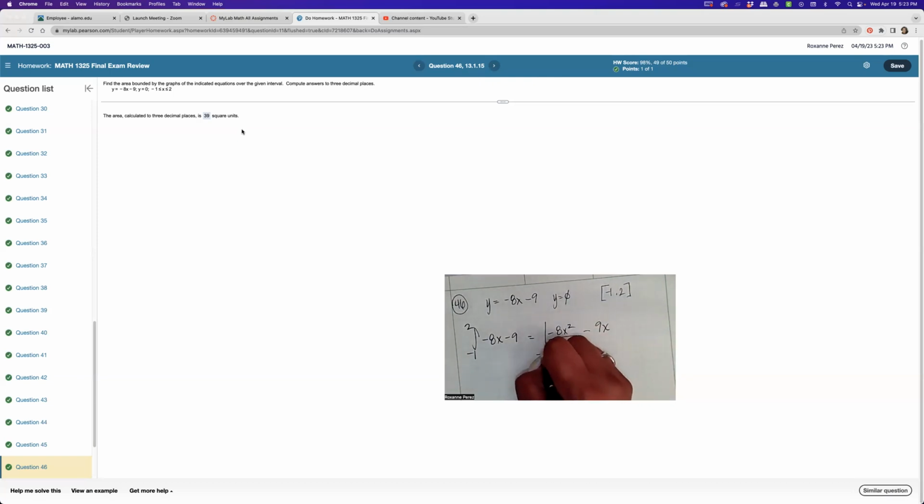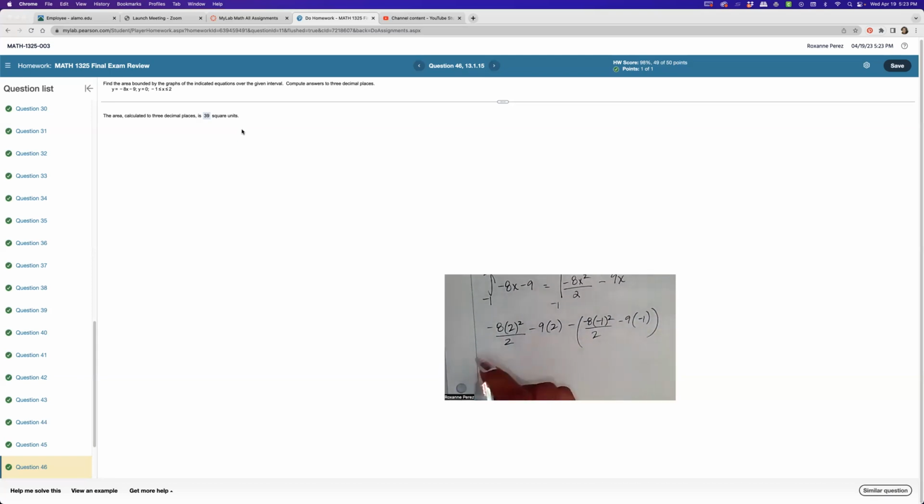Yeah, okay, -1 to 2. So evaluating at 2, this is going to give us -8 2 squared over 2 minus 9 times 2, minus -8 -1 squared over 2 minus 9 times -1. So this is going to be -4 times 4 is -16 minus 18.